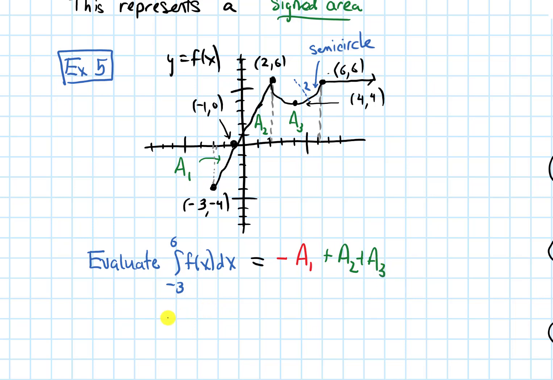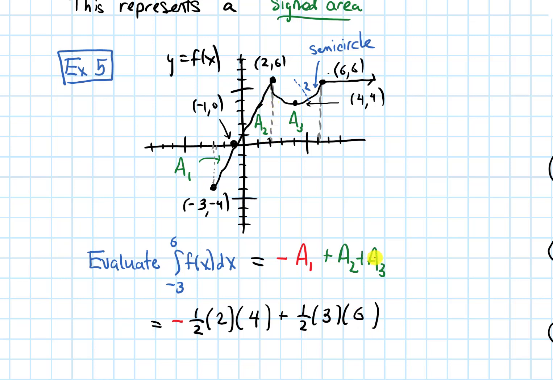So we need to find these areas. So for A1, I'll have that negative sign in front, and then this is a triangle, so I'll get 1/2 base times height. The base of this triangle is 2. It goes from when x is -3 to when x is -1. So the base is 2, the height is 4. All right, for the next region, A2, again, another triangle, so I get plus this time, 1/2 base times height. It's positive because, again, this region is above the x-axis. The base of this triangle is 1, 2, 3, 3 units. And the height is going to be 6 units.